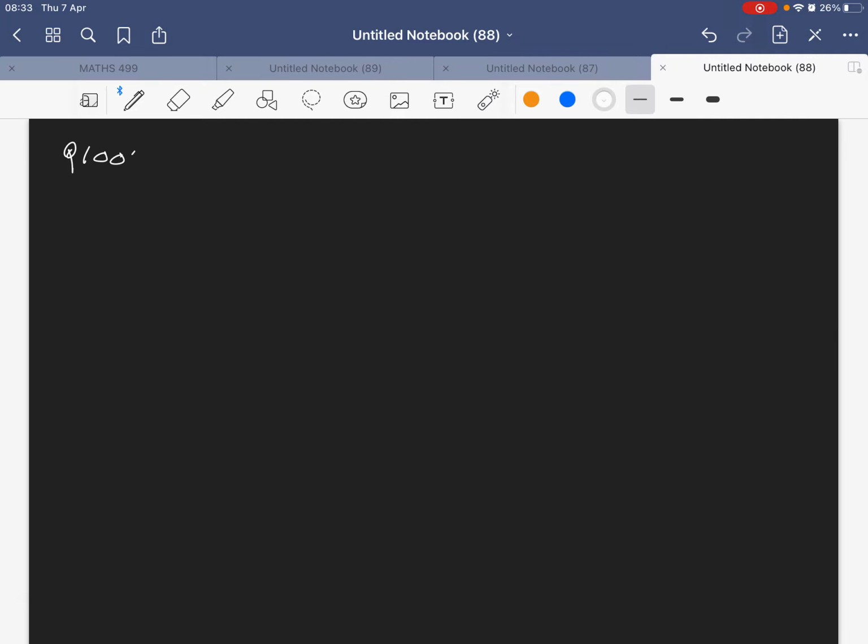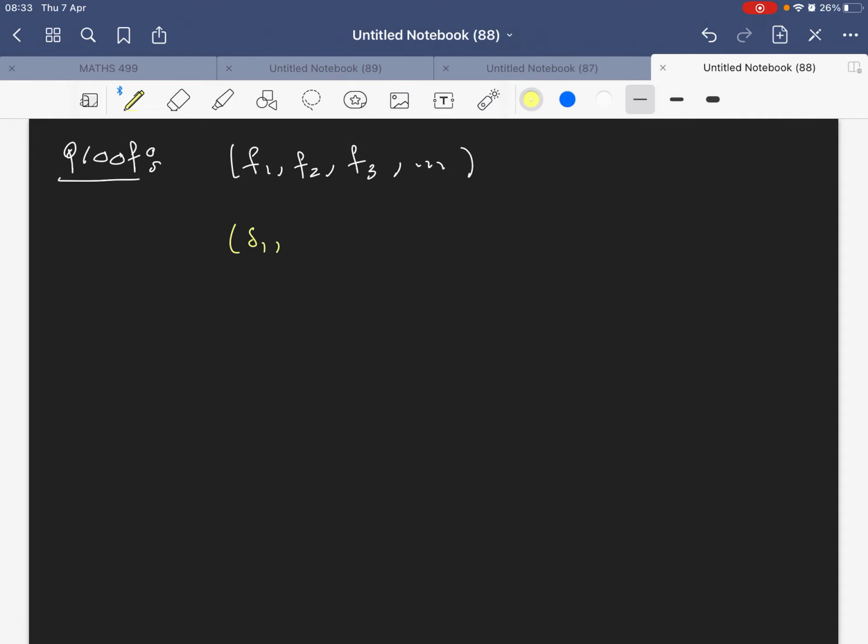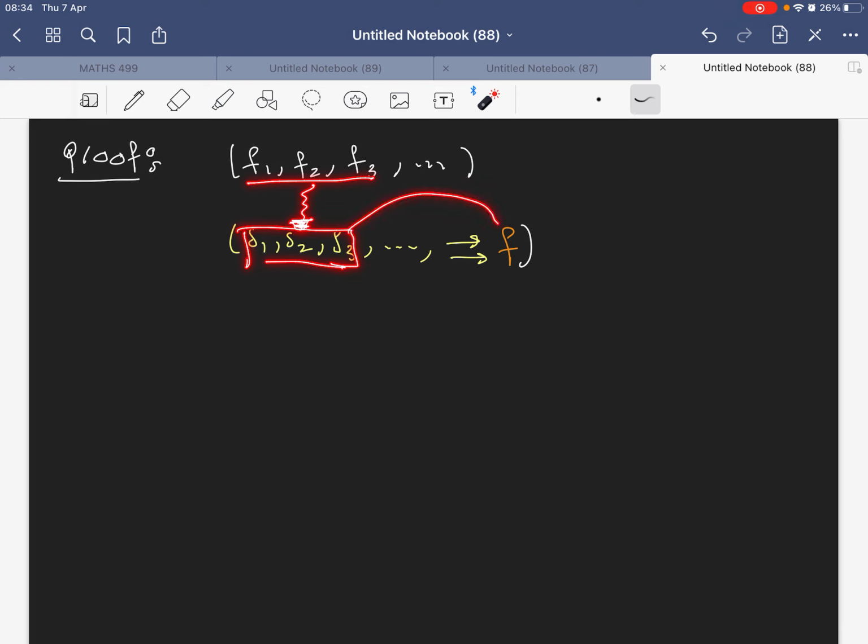Proof. I just want to remind you of my setup. f1, f2, f3, and so on. And then I have S1, S2, S3, and so on. And this converges uniformly to f. So the idea is I will take the properties of f and check, are they applicable to S? And if yes, they will be inherited by f as we saw before.